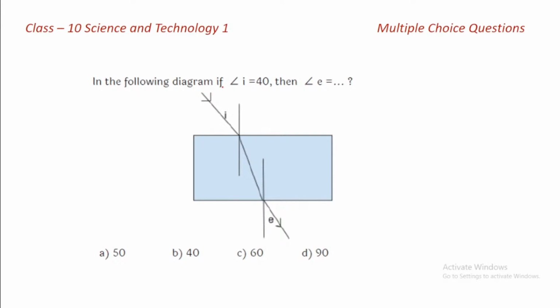In the following diagram, if angle I is equal to 40, then what must be angle E? So angle I, that is angle of incidence, is given to be 40 degrees. So angle E must also be 40 degrees. So angle E is equal to 40 degrees also. So option B is the correct alternative for this question.